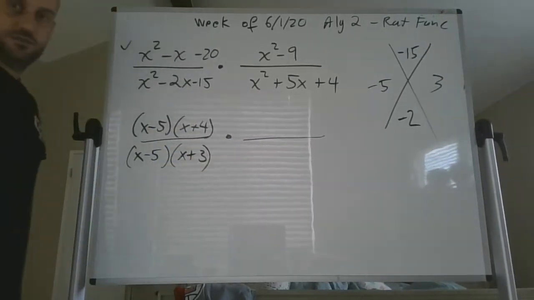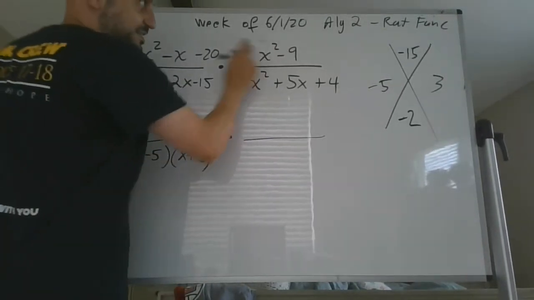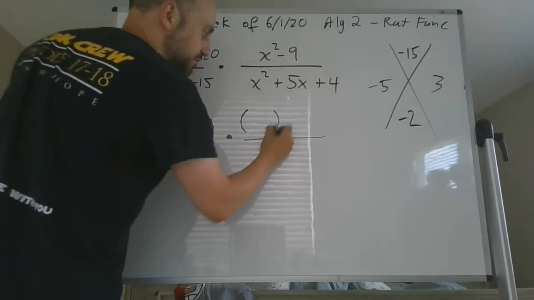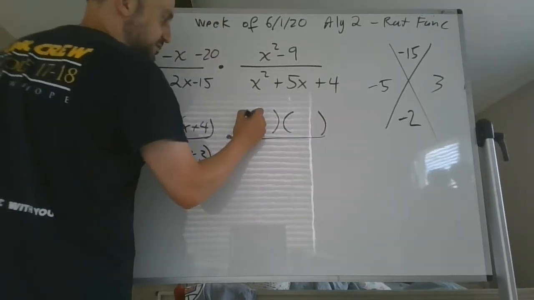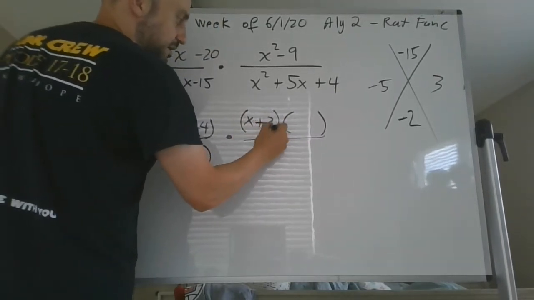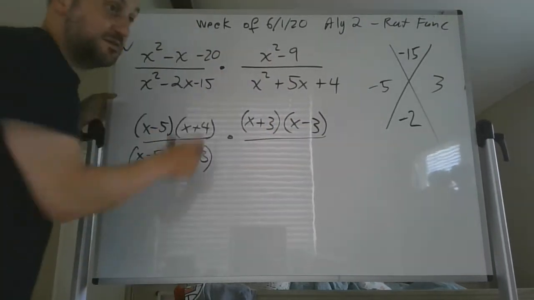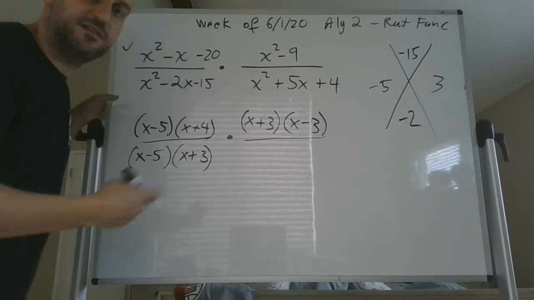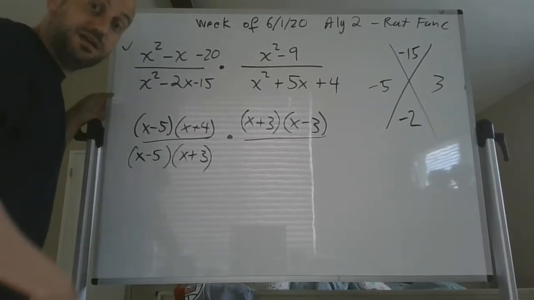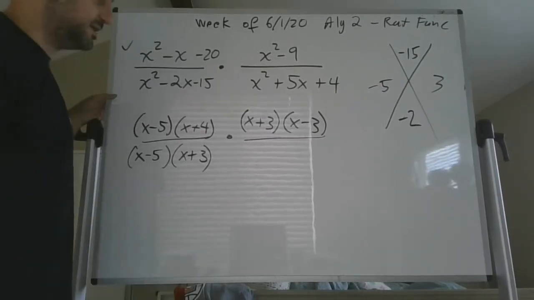Now this one, I don't need to do the diamond method. I know this is a difference of squares. That should pop out to you immediately. So it's going to be x plus 3, x minus 3, because that's x squared minus 9. If it was x squared minus 25, you would say 5 and negative 5. x squared minus 49, 7 and negative 7, and so on.